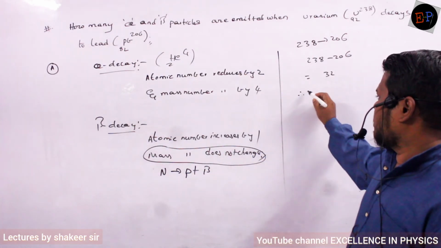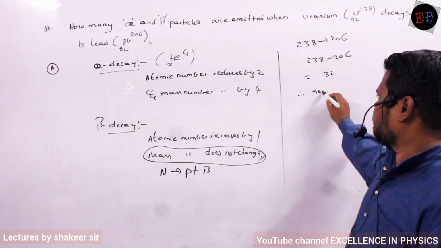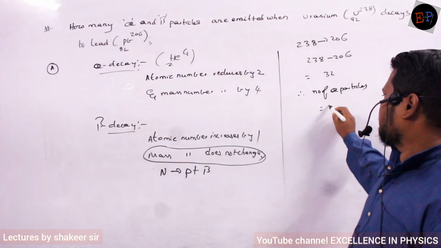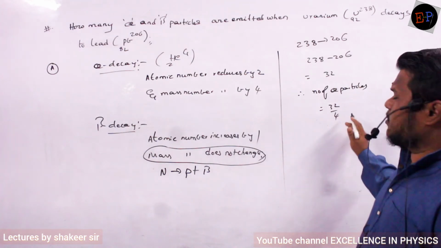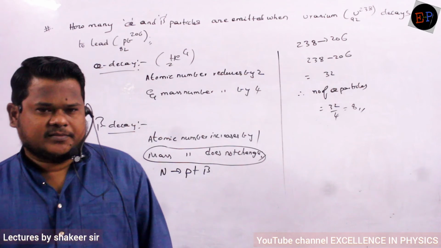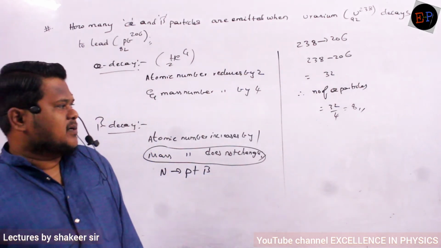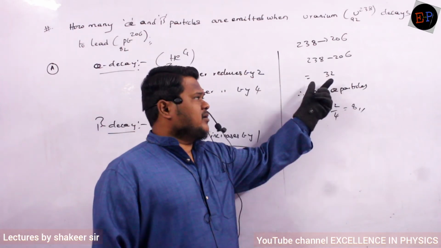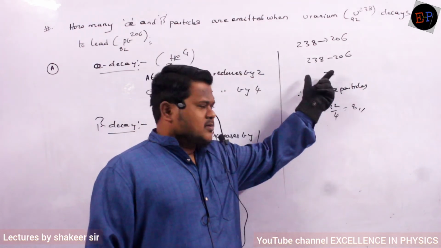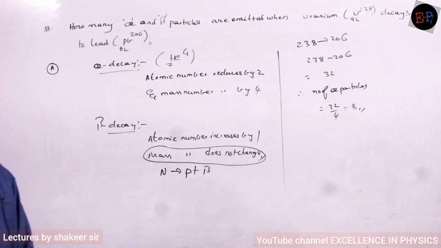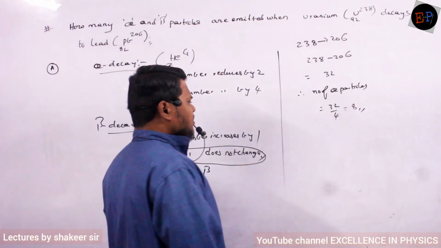So how can I calculate the number of alpha particles? Definitely 32 divided by 4. 32 divided by 4 is how much? 8. 8 alpha particles are released. Because the mass of each alpha particle is 4, and 8 fours are 32. The reduction in mass number is 32 only, no? So definitely 8 alpha particles would have been released. Clear?